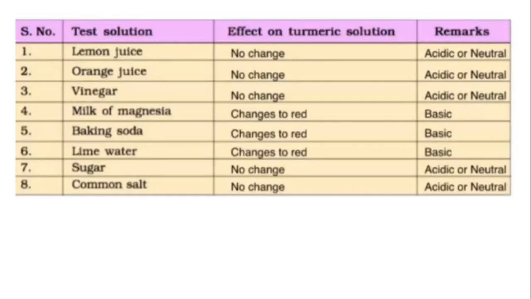Now coming to the change of turmeric solution. In lemon juice, there is no change, meaning the lemon juice is acidic. You should remember, turmeric has no change in color in acids or neutral substances. But with a base, if you put turmeric in soap, it will change to red in color. Orange juice is again acidic, no change. Vinegar, acetic acid, no change. Milk of magnesia, magnesium hydroxide, is basic in nature, hence it changes from yellow to red. Baking soda, yellow to red. Base, right? Lime water, again from yellow to red. Sugar and common salt are both neutral, so no change.